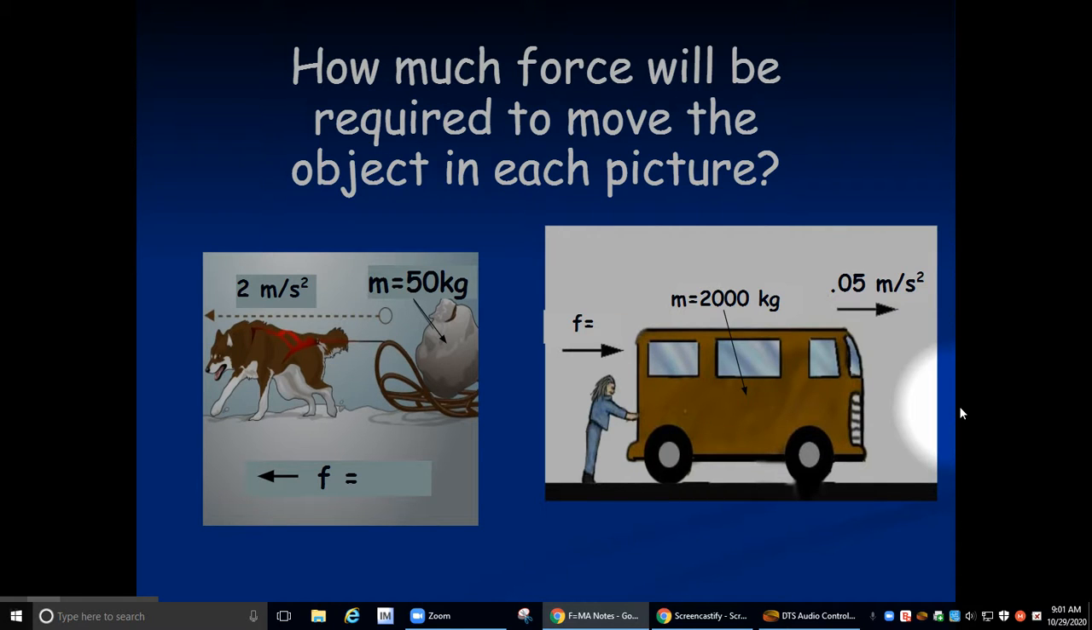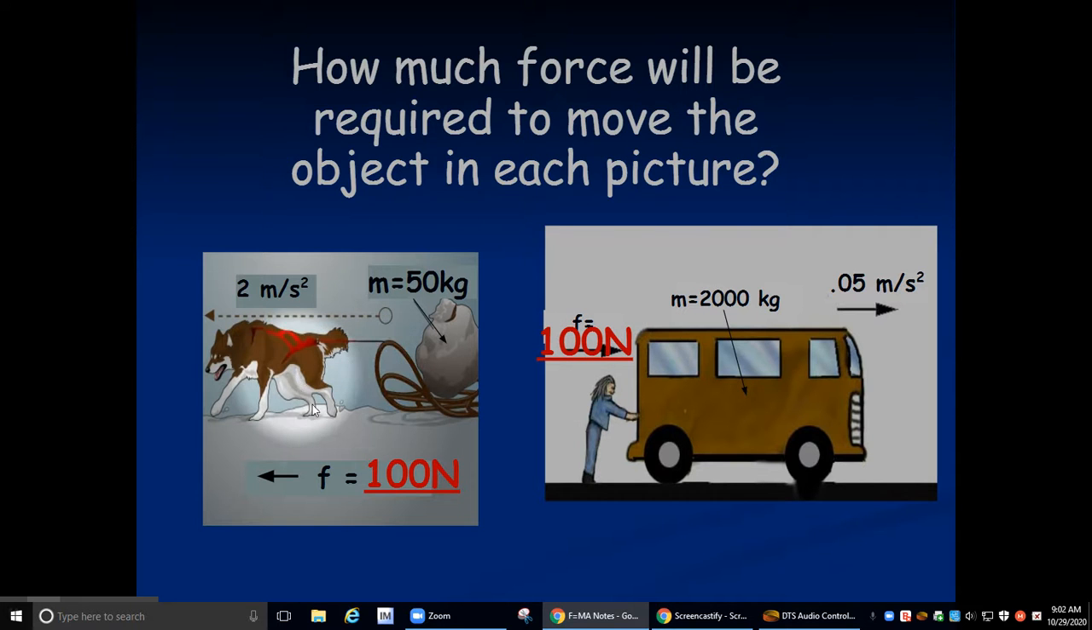If we look at these two images here, we've got a sled dog accelerating this rock at 2 meters per second squared. And the mass of this rock is 50 kilograms. If we were calculating the force here, force is equal to mass times acceleration. The force here would be 100 newtons. If we look over here, and we take the mass of the van at 2,000 kilograms, multiplied times its acceleration, 0.05 meters per second squared, the force here is 100 newtons. So these forces are the same.